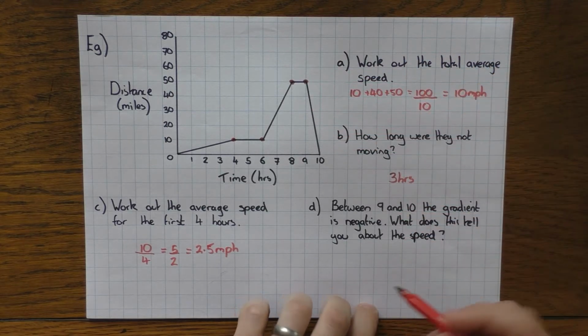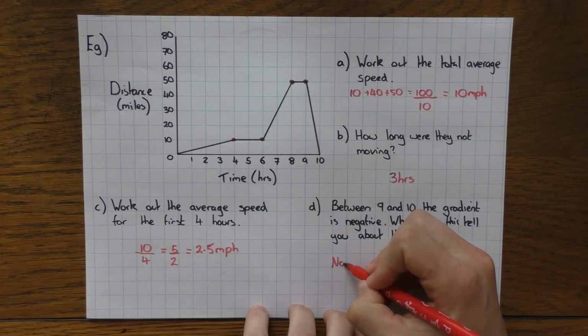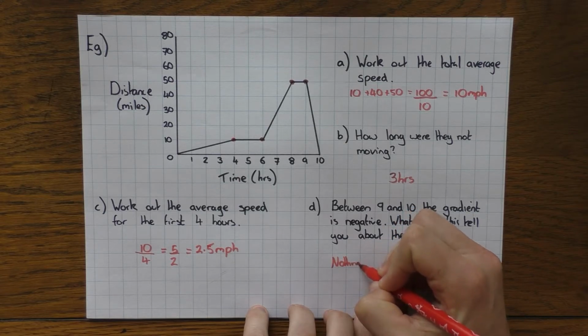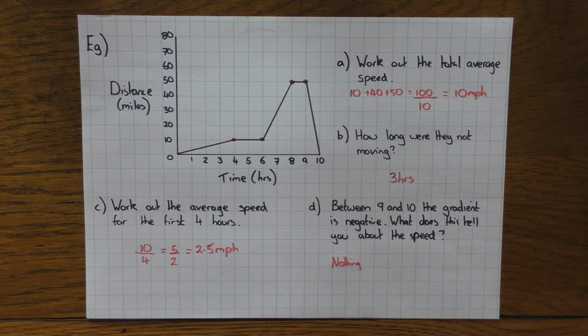Okay, so as far as the speed's concerned, it doesn't tell us anything. All it does tell us is the direction, which is coming home. So just a little point there, just in case they do bring that up in an exam. Okay, so it doesn't affect the speed if the gradient is negative. All it does is tell you the direction has changed. Okay, so that's that one.